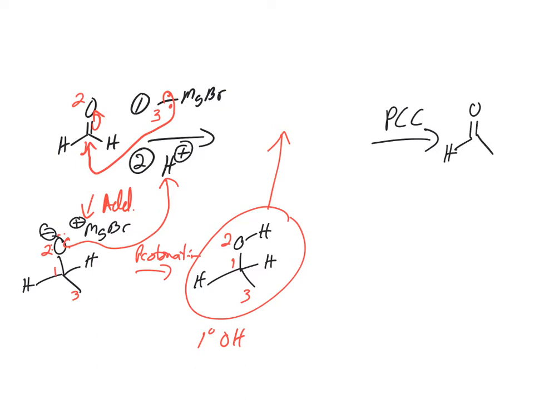And because it's PCC, we stop at the aldehyde. We don't make the carboxylic acid. 2, 1, 3. If we wanted to make the carboxylic acid, we'd use Jones reagent or some sort of chromium species, or KMnO4.